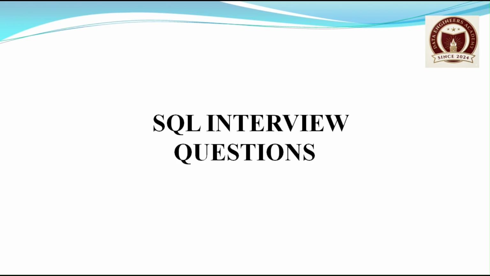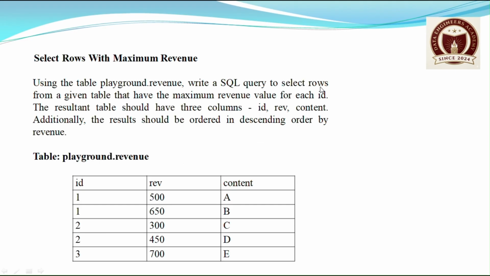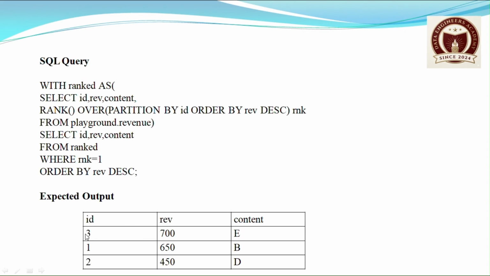Today, we're going to discuss a SQL interview question. The question is select rows with maximum revenue. Using the revenue table, we need the row with the max revenue for each ID, returning ID, rev, and content, ordered descending by revenue. Here is the query, and this is the expected output.